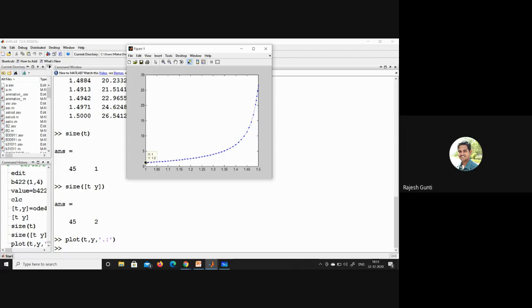It is at x is equal to 1, y value 1.2. Like this. We have 45 points. Am I correct or not? So 45 points, we have a scatter diagram.